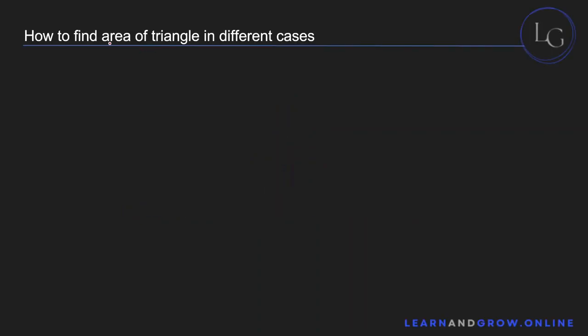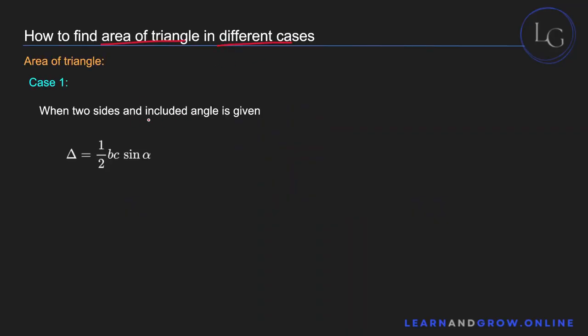Now let's see how you can find the area of a triangle in different cases. So the first case is when two sides and an included angle are given to you, which means let's look at this first formula. And let's just look at all three of them actually. It says half of BC into sine alpha, which means that if sides B and C are given to you, then it's necessary that the angle must be alpha, because alpha is the angle that B and C make.